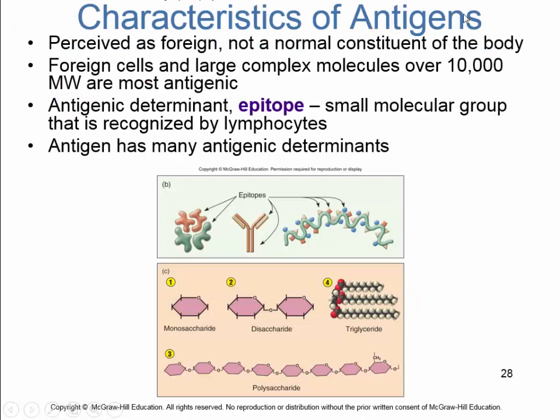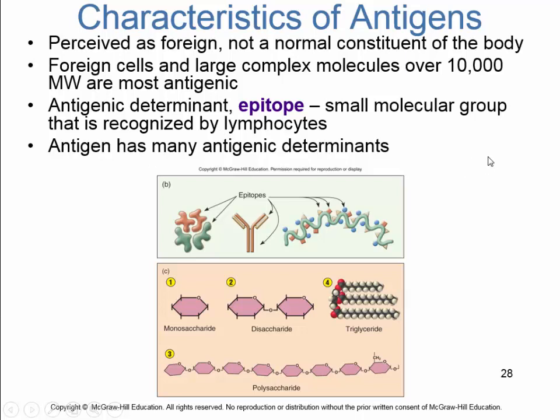The characteristics of antigens are often broken down by phagocytes and processed into antigenic determinants. The antigenic determinants are epitopes. Epitopes are layered into the MHC class I or class II receptors, and they are then presented to the respective T cells. Antigens can have many antigenic determinants.